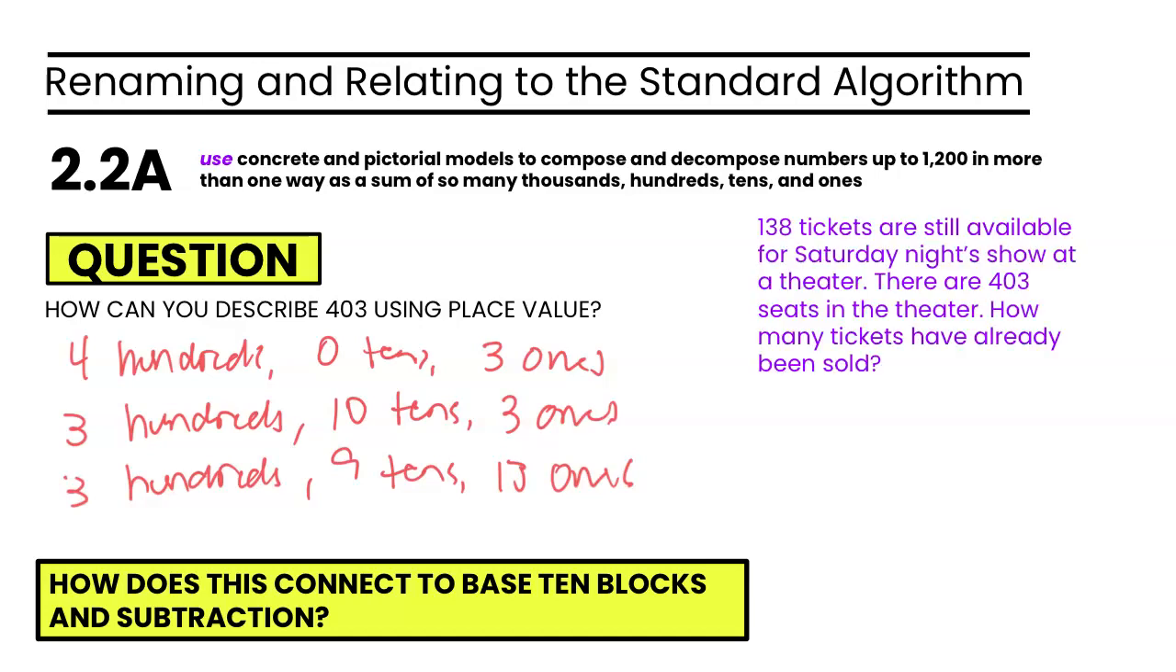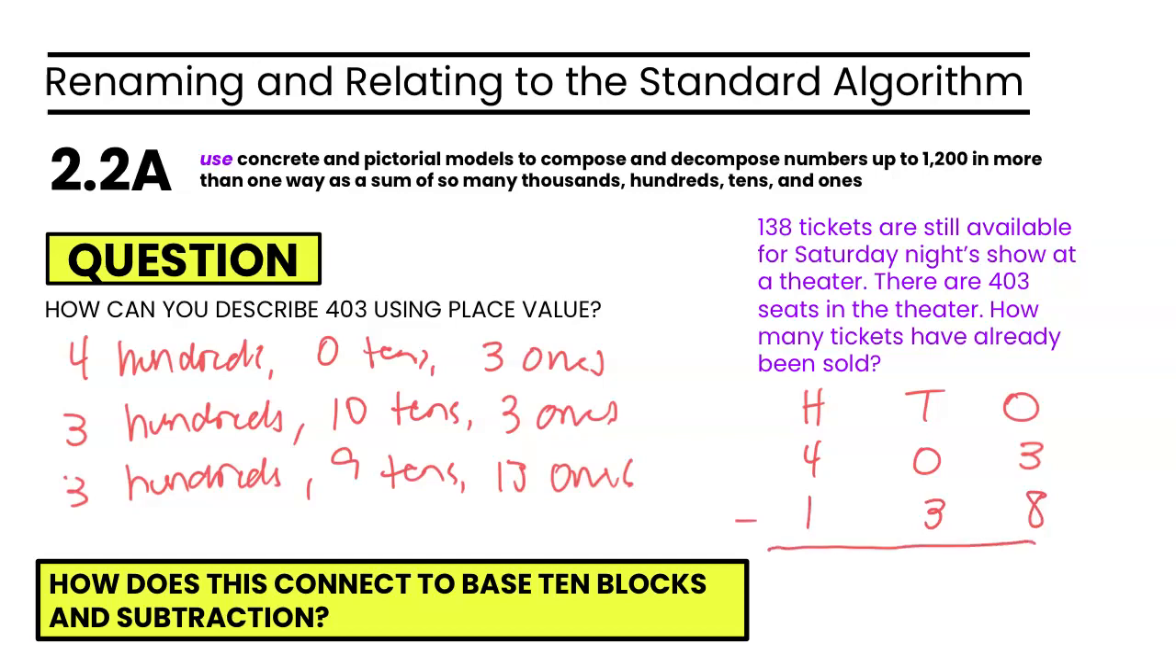So as we look at this problem, 138 tickets are still available for Saturday night's show at a theater. There are 403 seats in the theater. How many tickets have already been sold? What we know is, to be able to solve this problem, we need to set up subtraction. We're going to do this by place value: hundreds, tens, and ones. We start with the bigger number in the problem. That would have 4 hundreds, 0 tens, and 3 ones. We subtract from that the smaller number, which has 1 hundred, 3 tens, and 8 ones.